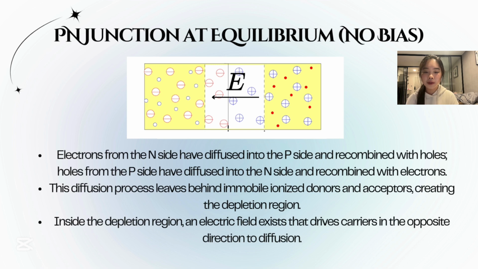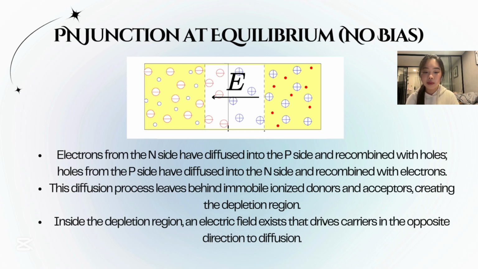First, the p-n junction at equilibrium, which is no bias. When no external bias is applied, the p-n junction is in equilibrium. Electrons from the n side have diffused into the p side and recombined with holes. Holes from the p side have diffused into the n side and recombined with electrons. This diffusion process leaves behind immobile ionized donors and acceptors, creating the depletion region. Inside the depletion region, an electric field exists that drives carriers in the direction opposite to diffusion.